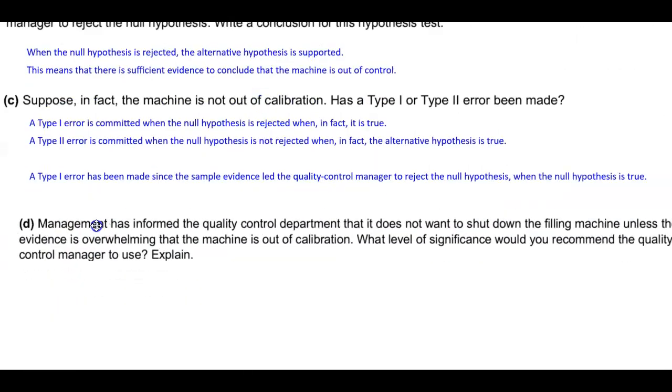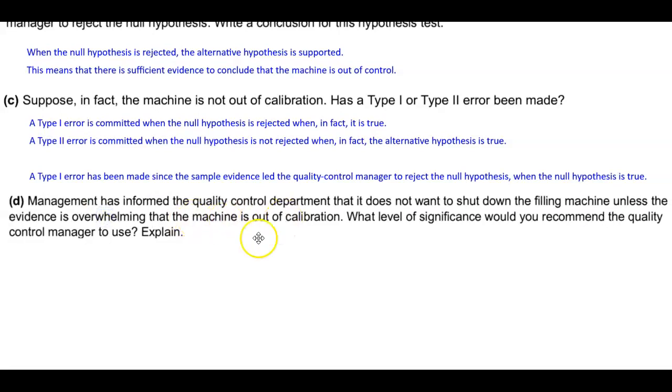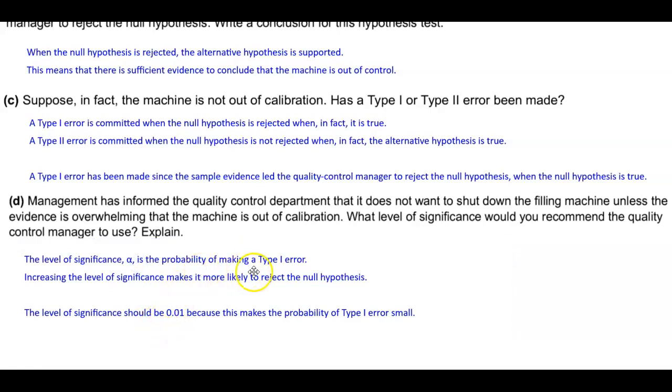Okay, now let's look at part D. Part D states that management has informed the quality control department that it does not want to shut down the filling machine unless the evidence is overwhelming that the machine is out of calibration. What level of significance would you recommend the quality control manager to use, and then explain? Well, the level of significance alpha is the probability of making a type 1 error. Increasing the level of significance makes it more likely to reject the null hypothesis. The level of significance should be 0.01 because this makes the probability of a type 1 error small.